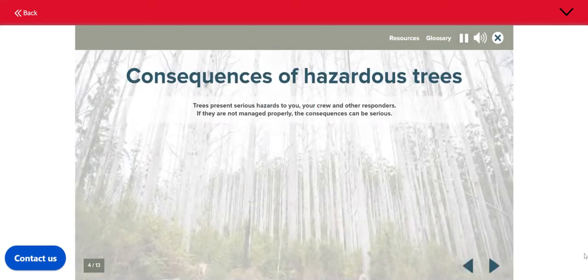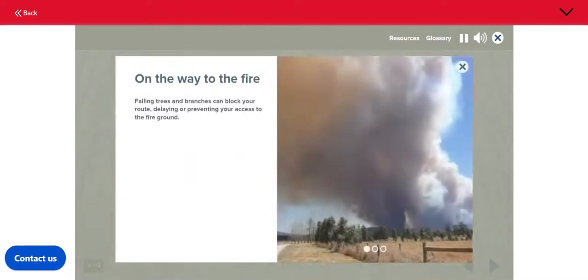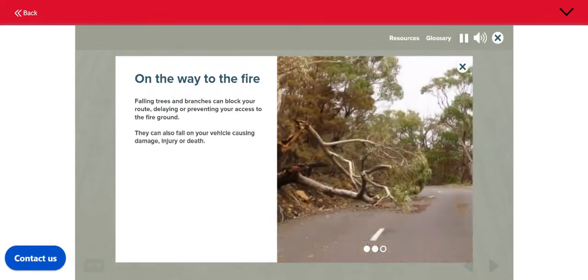Trees present serious hazards to you, your crew, and other responders. If they are not managed properly, the consequences can be serious. Falling trees and branches can block your route, delaying or preventing your access to the fireground. They can also fall on your vehicle, causing damage, injury, or death.